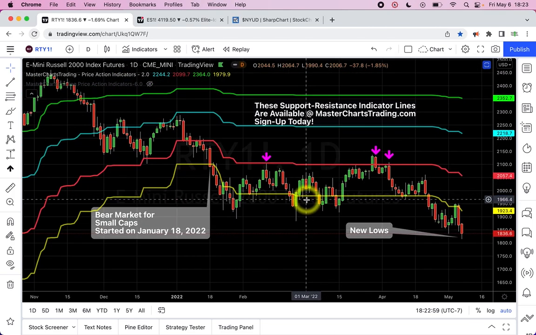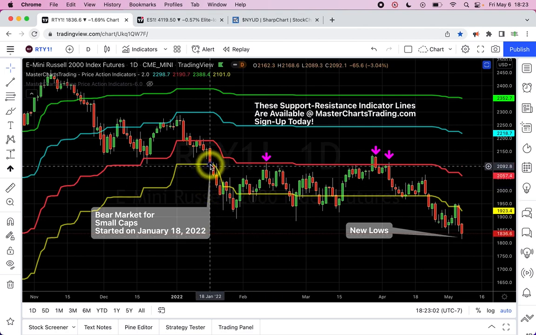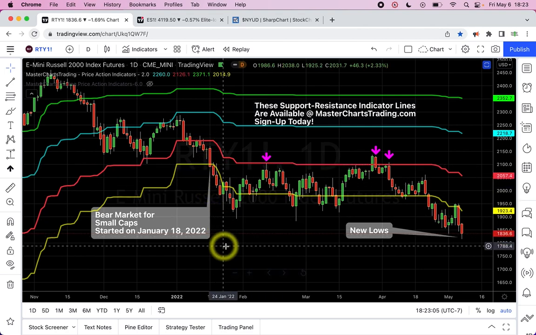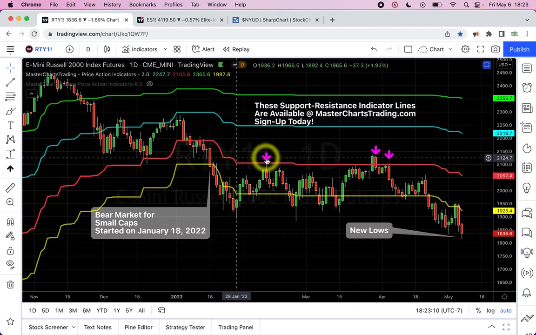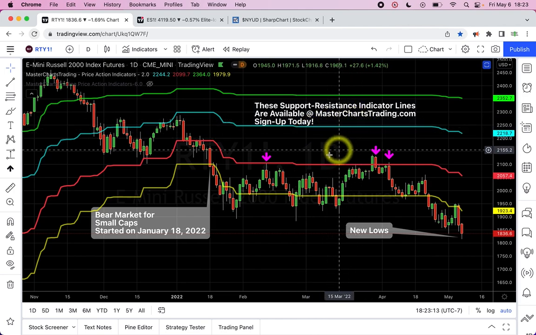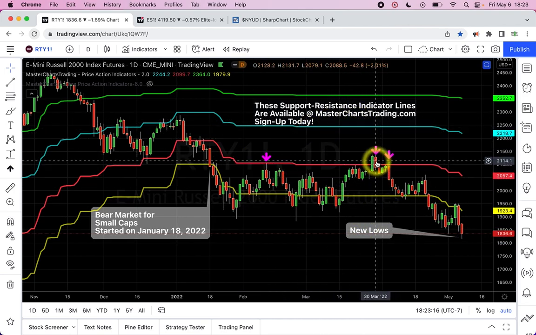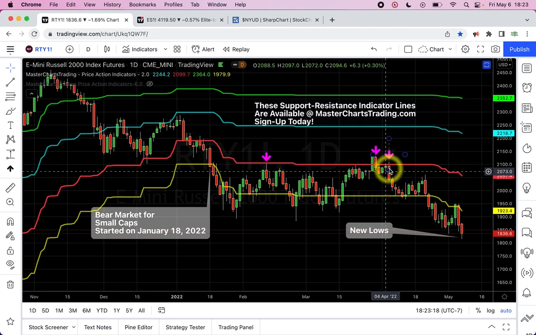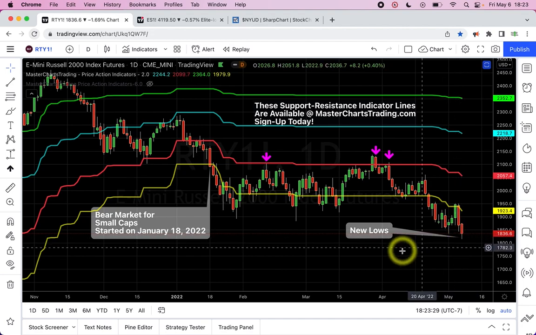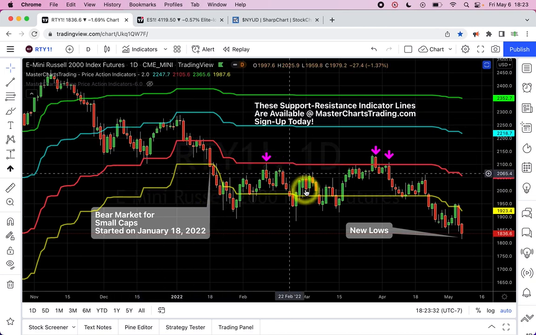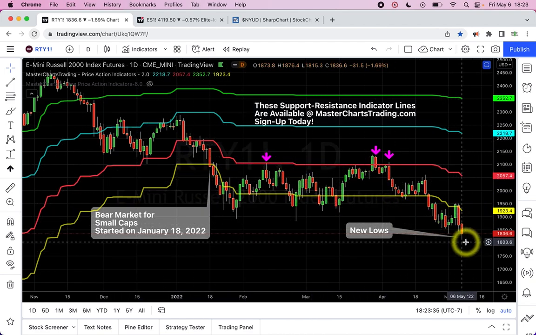Russell 2000, the weakest of the bunch, entered the bear market on January 18th. And we had 3 opportunities to sell it short, marked by the arrows. The stop would have been above the blue line, so let's say you shorted it on the 30th of March or even on the 5th of April. A nice, beautiful move to the downside, and now a new low and a close at a new low. So a very bad sign. A downtrend is a series of lower lows and lower highs, and it looks like we're just beginning this process.